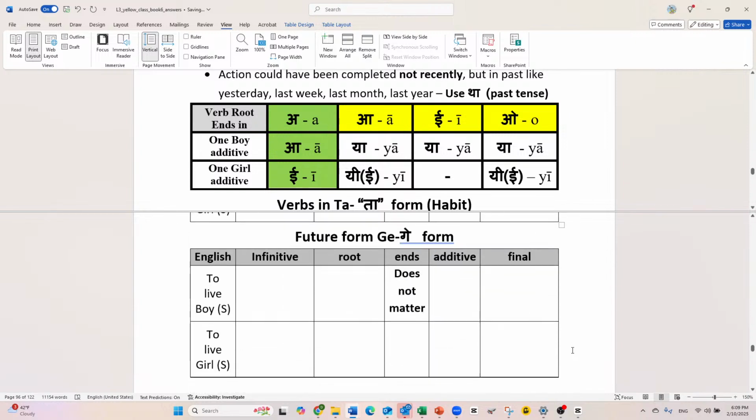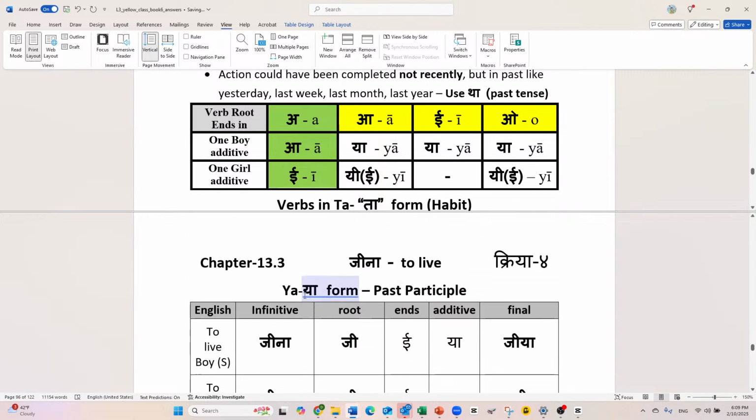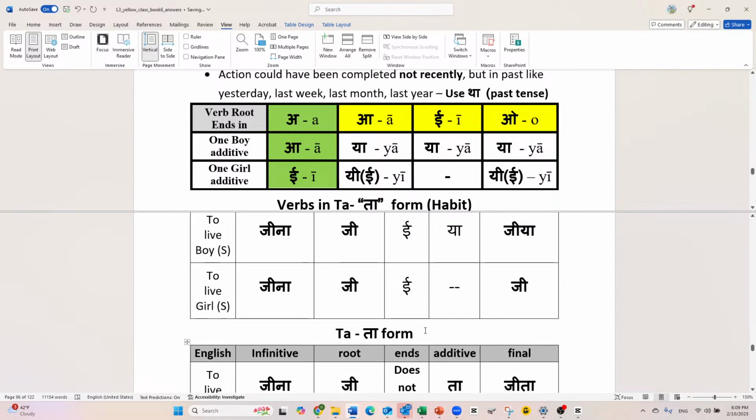And then we come to the future tense. Remember, ya form was past participle. What is ta form? Ta form is called present participle. So go and write this word down. Present participle. Now, there's a difference between present participle and present tense. There's a difference between past participle and past tense, which we'll learn in a few minutes. For now, let's just do this.